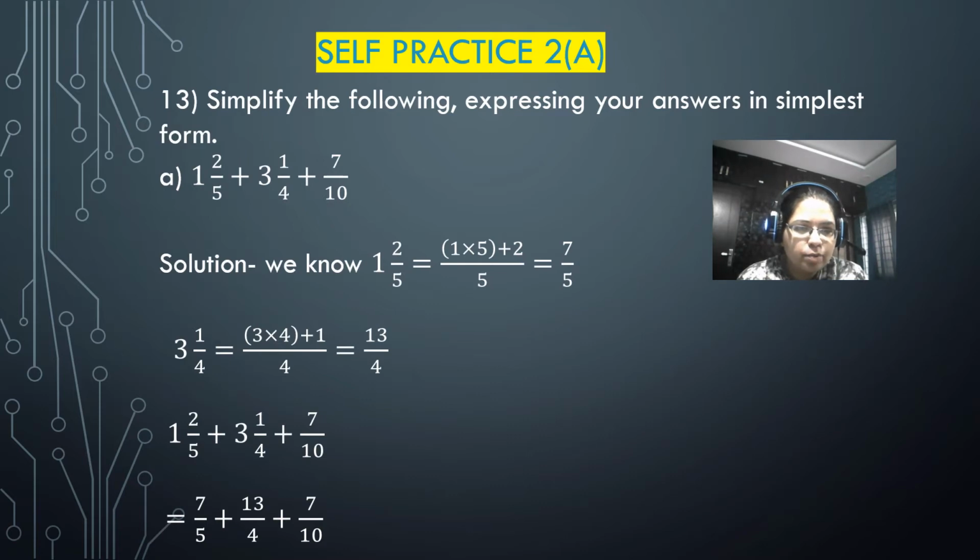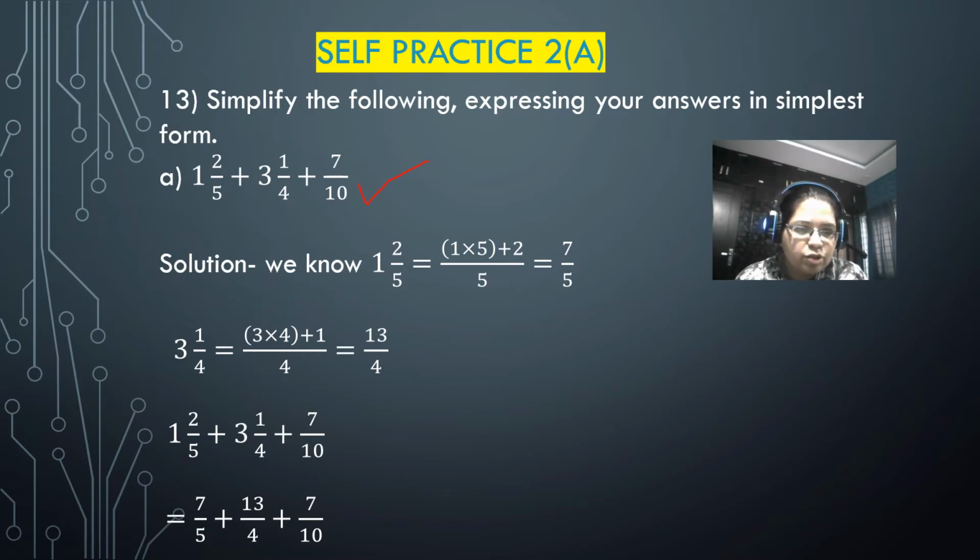Now we solve question number 13. Simplify the following expression and express your answer in simplest form. The first part is 1 2/5 + 3 1/4 + 7/10. This is the expression given, and we have to add these mixed fractions.